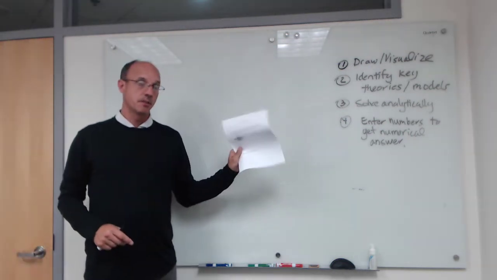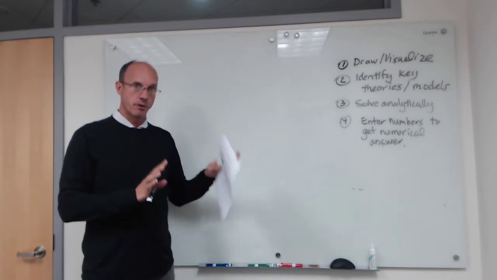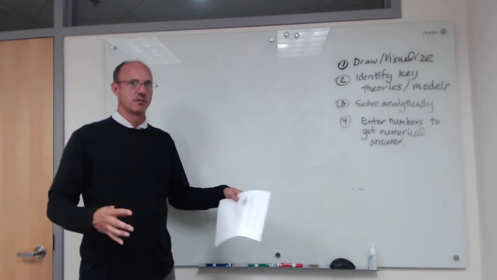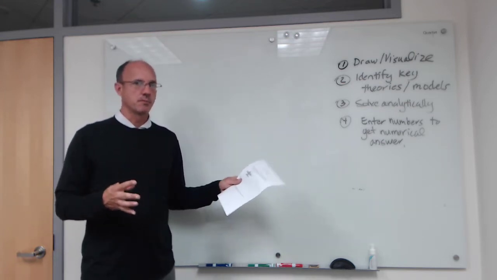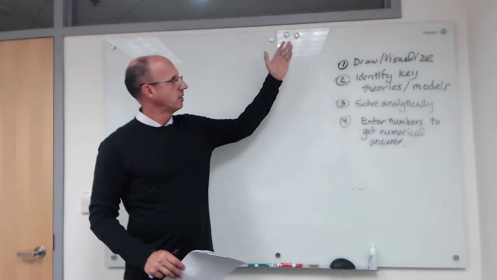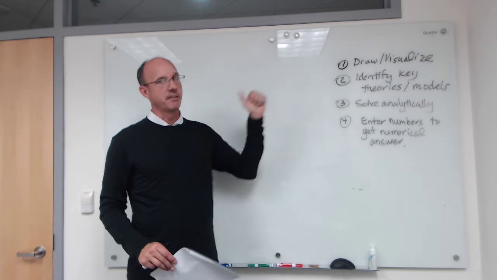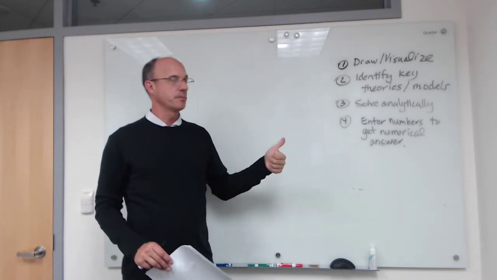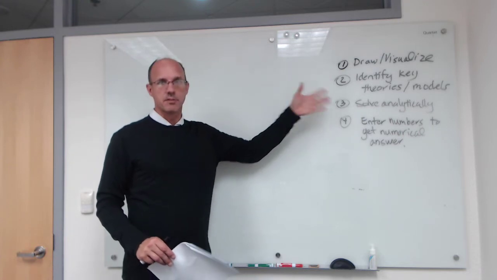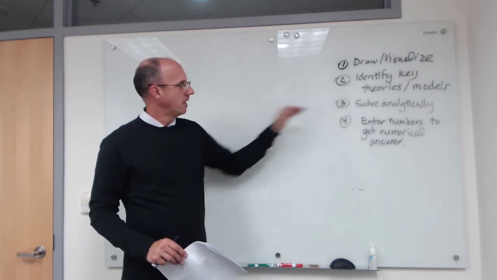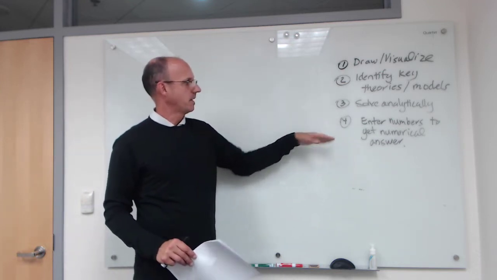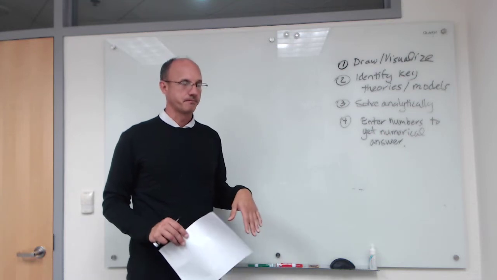Alright, I have the sample exam here, and I want to work through one problem for you to give you an approach to tackle these problems. So we already have a general approach laid out. We need to draw, visualize the problem, and that requires that you read it carefully and understand what's being asked. Identify any key theories, models, formulas that are going to be useful for that problem. Solve the problem analytically, ask does it make sense, and then enter numbers as a final step, okay?